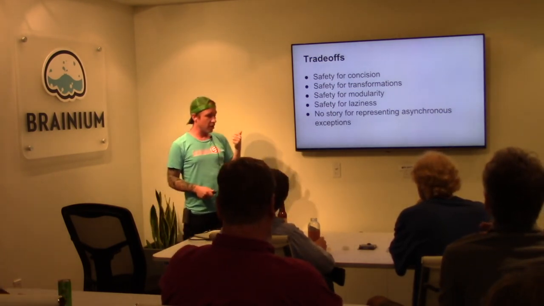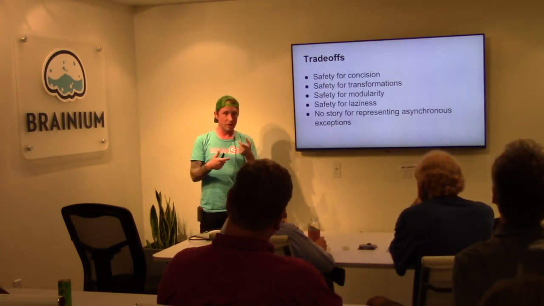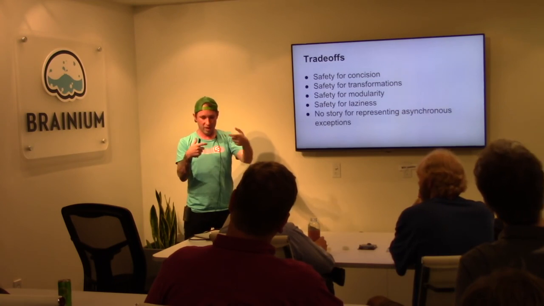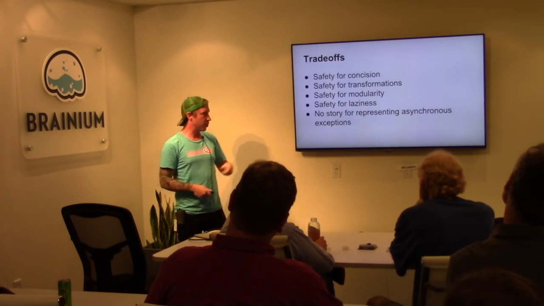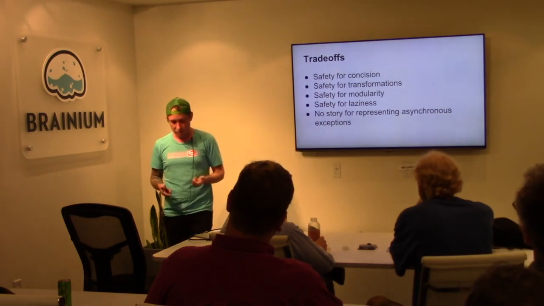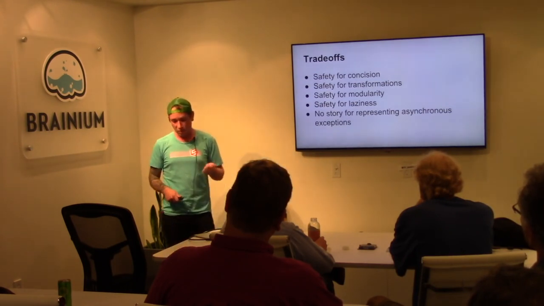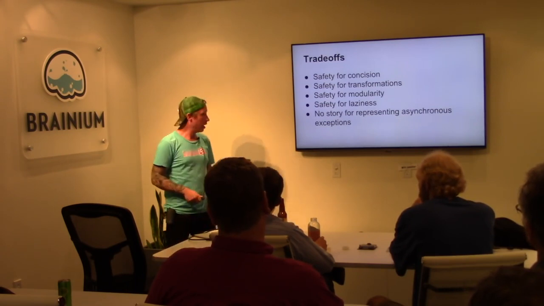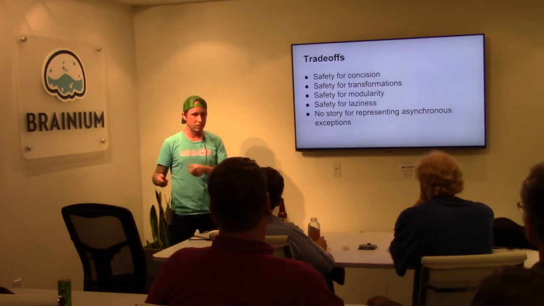Safety for transformations: writing that code in a monadic style implies a "do this and then that", which limits our ability to do these types of transformations that you're going to get in other parts of your program that are enabled by the fact that evaluation order is unspecified. For instance, with addition or something like that. Safety for modularity: you can compose addition with division. Safety for laziness: you don't necessarily need to worry all the time that you have accidentally introduced strictness into your program. And then once again, there's no story for representing asynchronous exceptions if you're in this world of exceptions as values, like Maybe and Either.